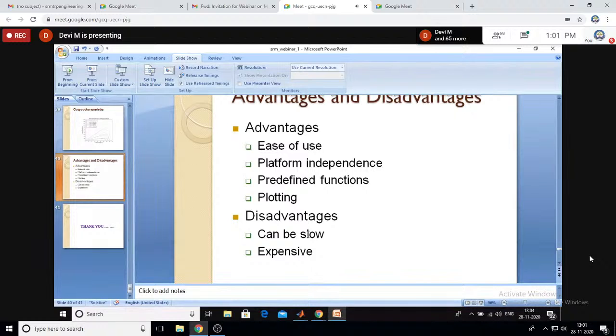If you can't go for a PC, then you can go for mobile. MATLAB is available in a mobile version also. It is available as the MATLAB app. You can download the MATLAB app on your mobile and use it there also. It is that user friendly, and you can do n number of applications in MATLAB.